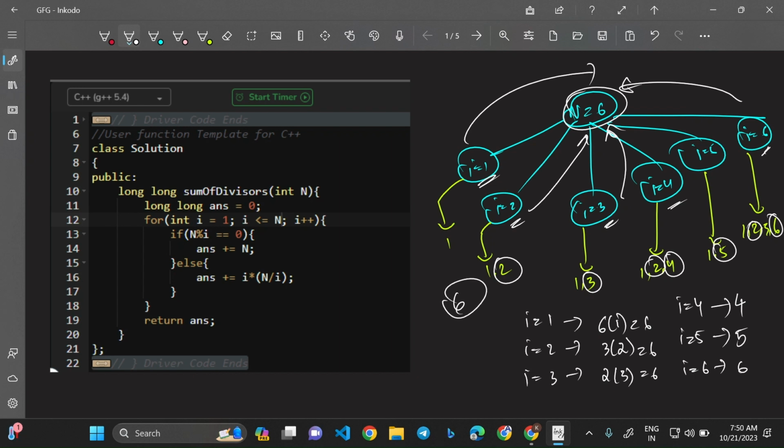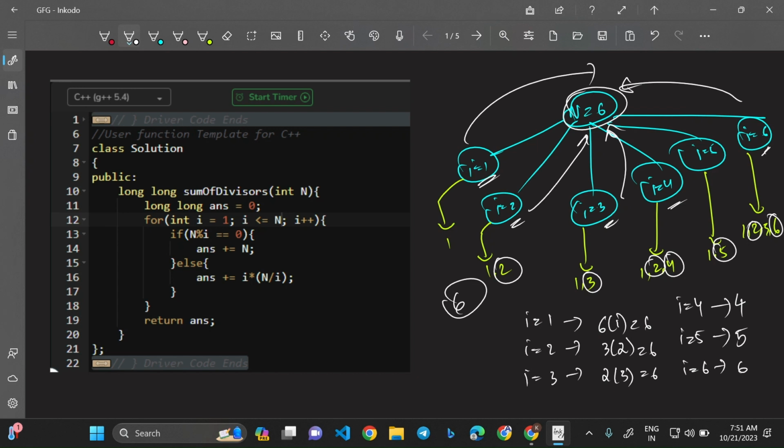So if a number successfully divides the n that has been given, then the contribution from that number would be n itself. If it's not actually perfectly dividing, then the number of times it's being repeated times that particular number is the contribution from that particular number. All right. So I hope you people understood.